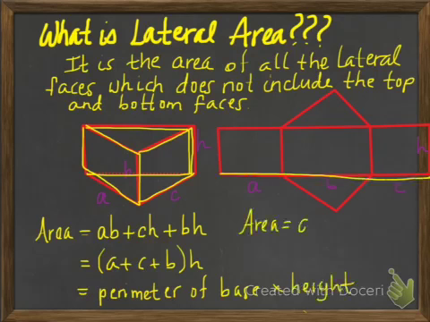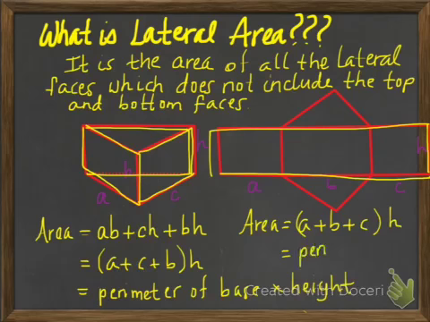Now you can see it when the prism's all unfolded and laid out flat. The area of that rectangle in yellow is A plus B plus C times the height. In other words, the perimeter of the base times the height. So that's the lateral faces, just going straight through the middle there. Do not include the top triangle and the bottom triangle. The lateral area is just the faces through the middle.